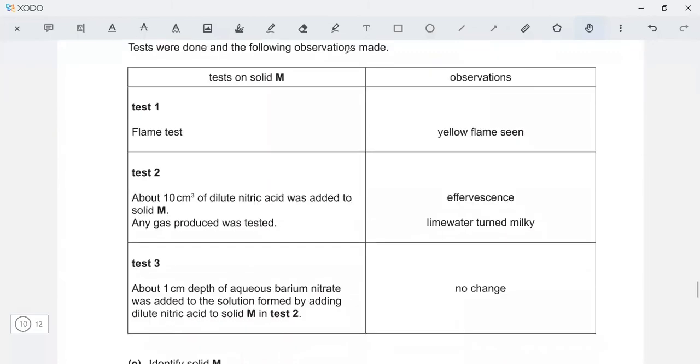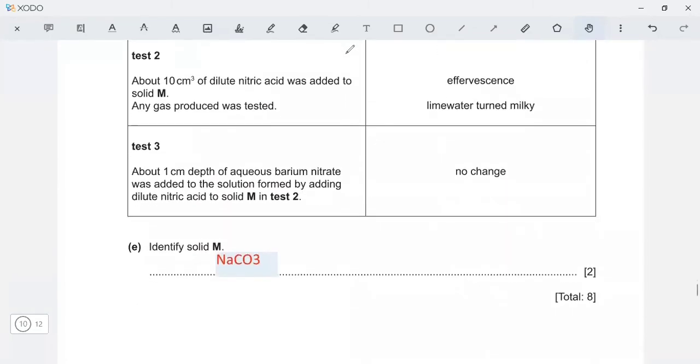Clear? So now let me move on to the third test. Test 3: about 1 cm depth of aqueous barium nitrate was added to the solution formed by adding dilute nitric acid to solid M in test 2. To test for barium sulfate, I mean a white precipitate. As it's not forming, there is no barium sulfate formed. So there is no change. There is no presence of barium sulfate.